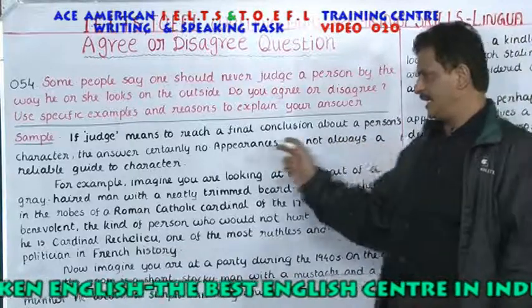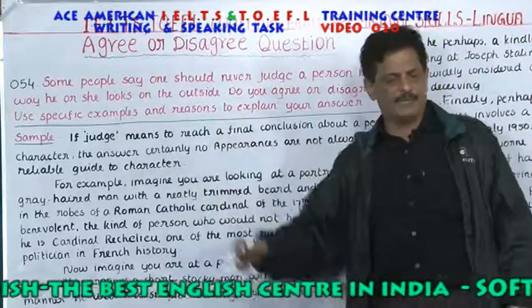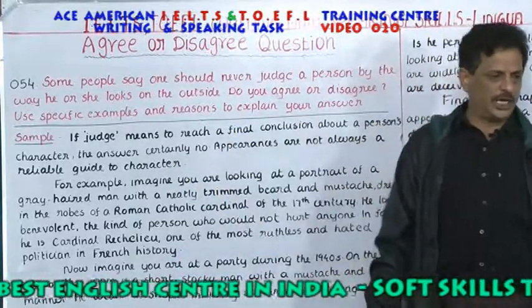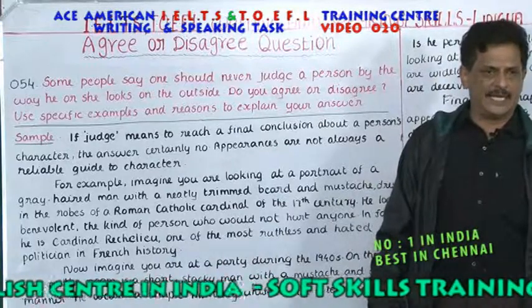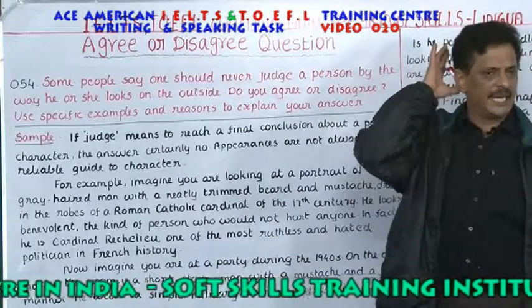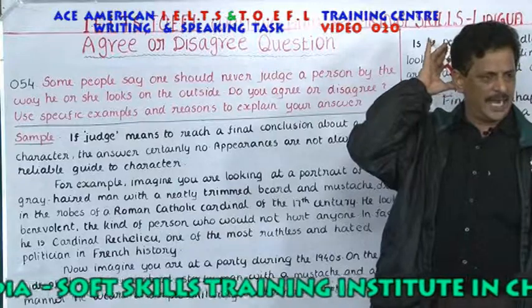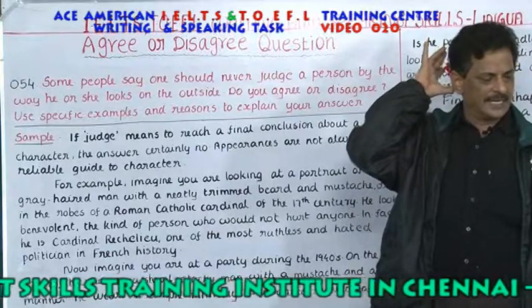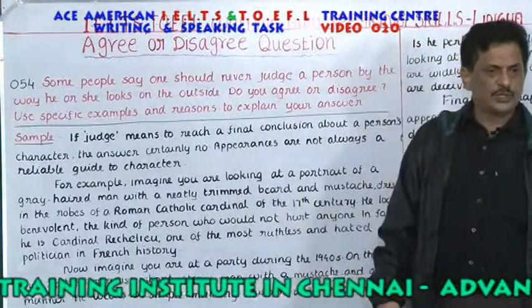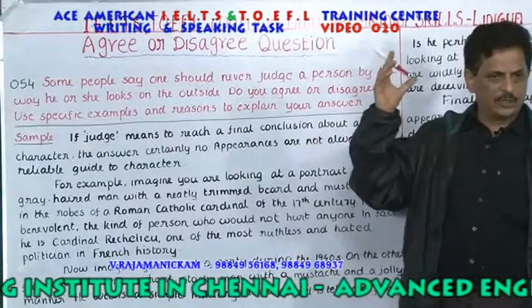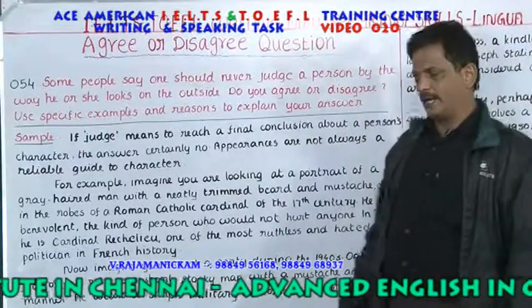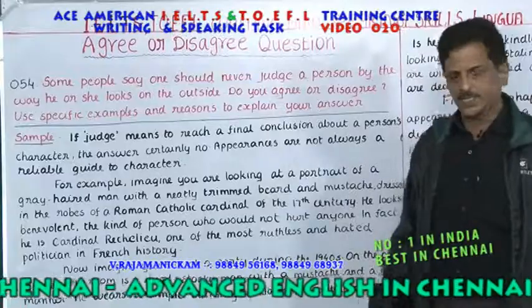Appearances are not always a reliable guide to character. ஒருவனுடைய வெளி தோற்றம் அவருடைய குணாதிசயங்களை சொல்லக்கூடிய இயல்பு இல்லை. வெளியே அழகாக இருக்கலாம், உள்ளே சிந்தனைகள் எல்லாம் அழுக்காக இருக்கும். ஸோ இந்த வெளி தோற்றங்களை வைத்து நாம் ஒரு மனிதனுடைய குணாதிசயங்களை தீர்மானிக்க முடியாது.